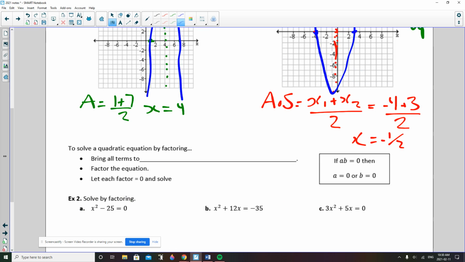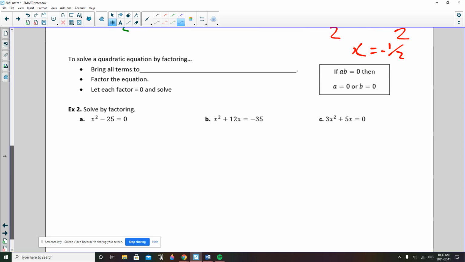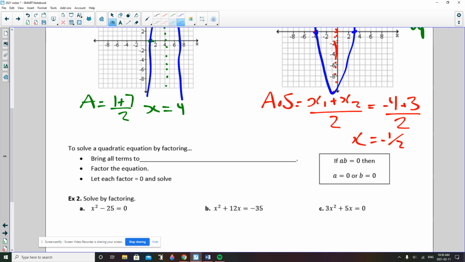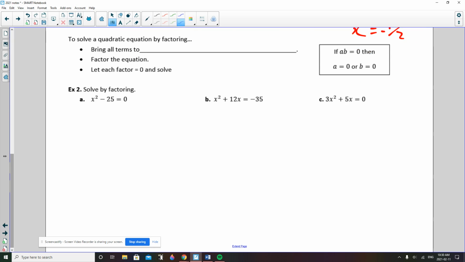Let's look then at how we can solve quadratic equations by factoring. If I'm going to solve quadratic equations by factoring, the first thing I need to do is bring all the terms to one side. My equation needs to equal 0, and only then can I factor, right? That's essentially saying that once I have that equaling 0, I'm trying to find the x-intercepts, because the zeros are what we found graphically. So let's do some of these.